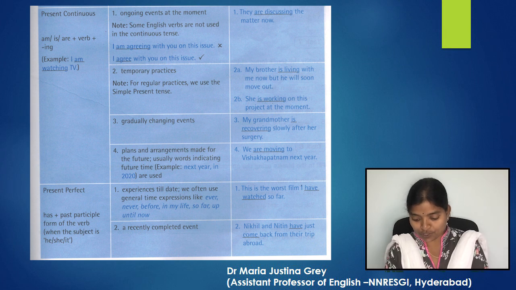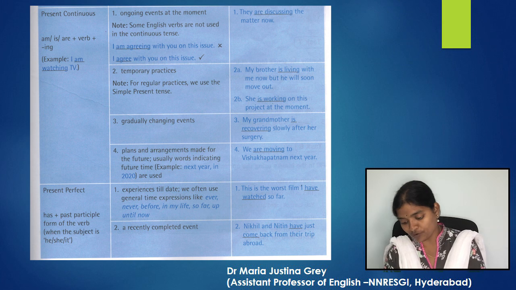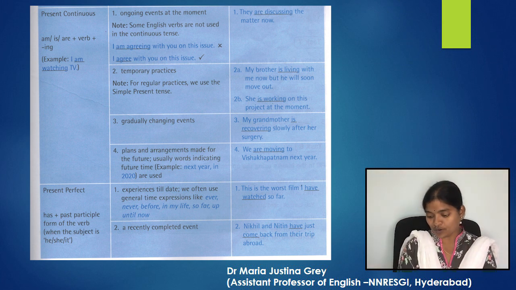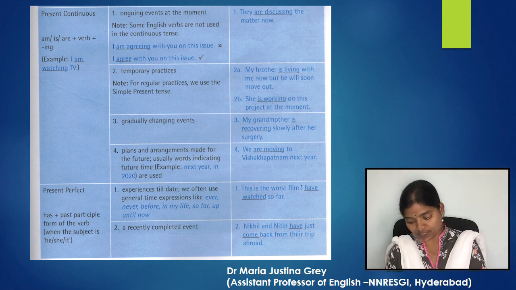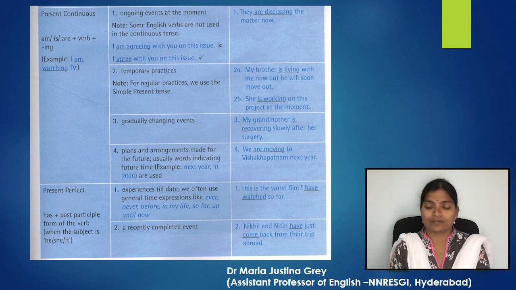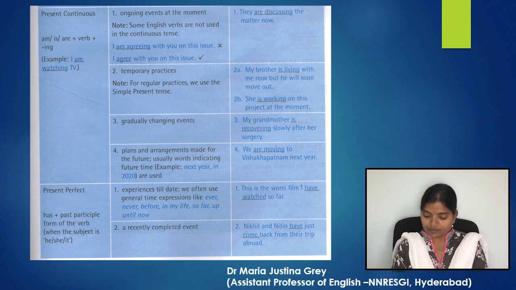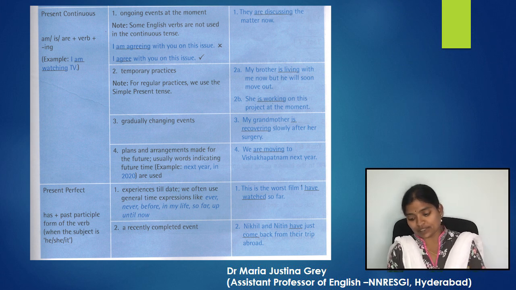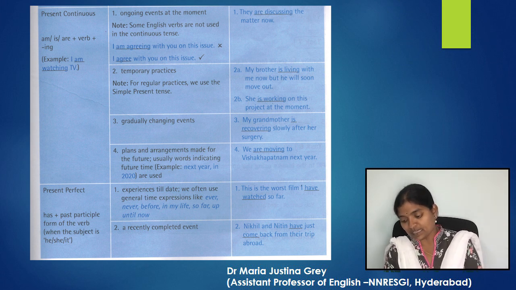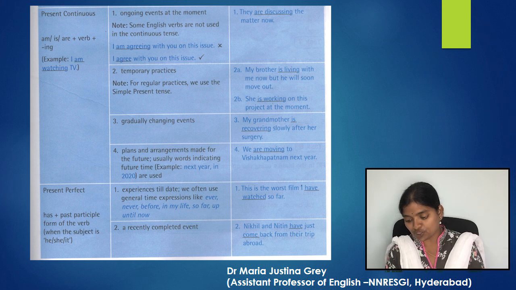Present perfect is used to talk about experiences till date. We often use general time expressions like ever, never, before, in my life, so far, up until now, etc. For example, this is the worst film I have watched so far. Another use of present perfect is to talk about a recently completed event. For example, Nikhil and Nitin have just come back from their trip abroad.